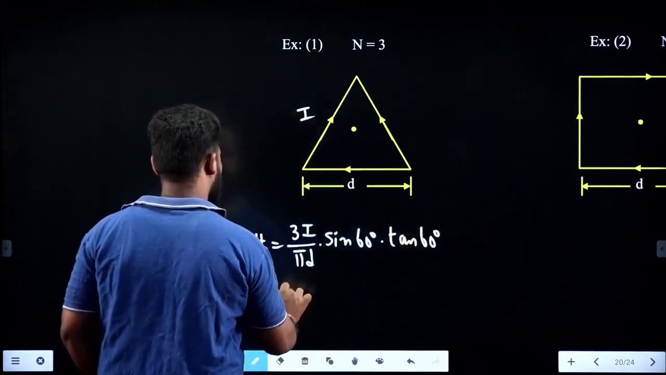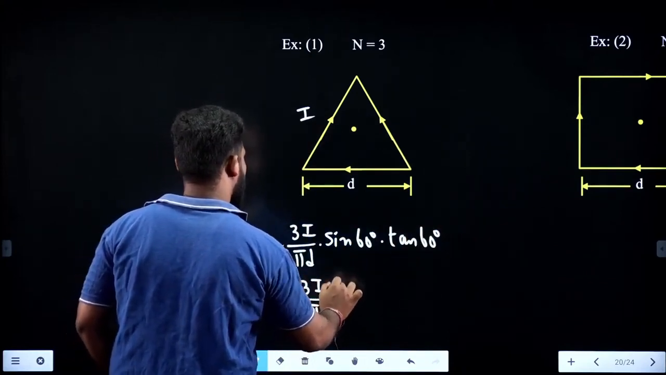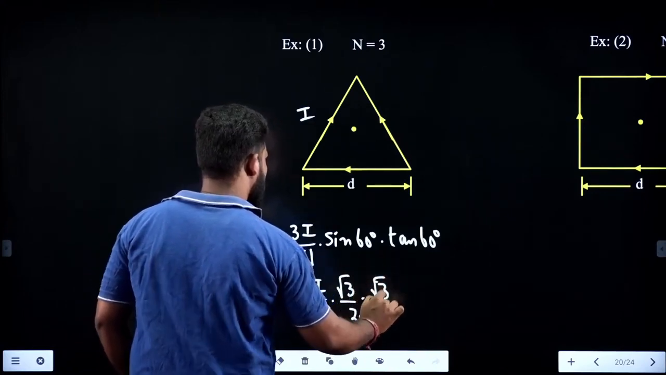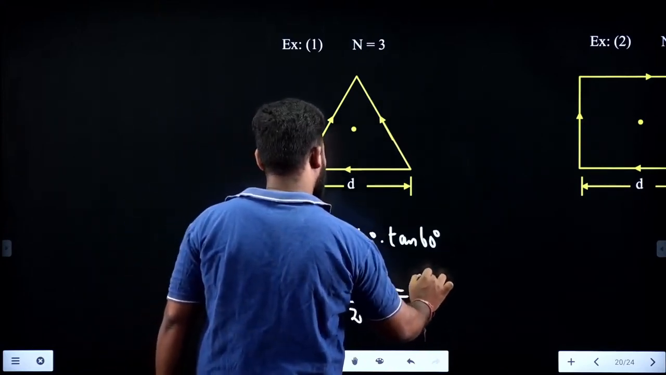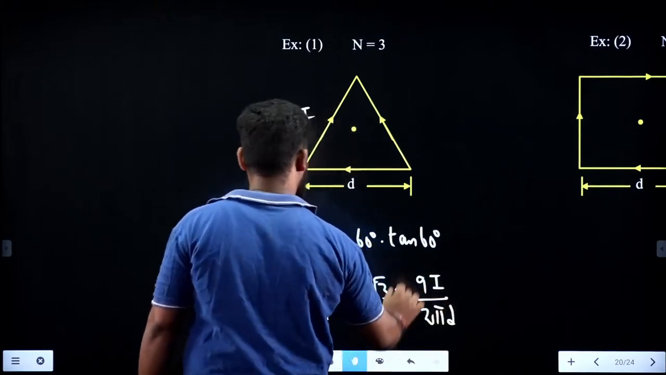So which is equal to 3I by pi d, root 3 by 2 into root 3, which is 9I by 2 pi d.